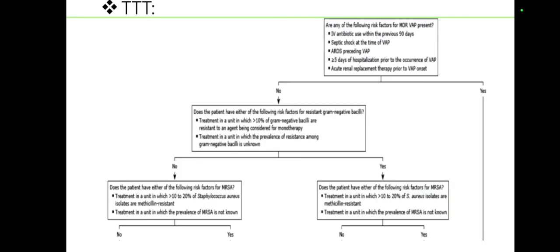So how can we treat it? If the patient already has all these risk factors or one of them, it will be classified as multidrug resistant therapy.